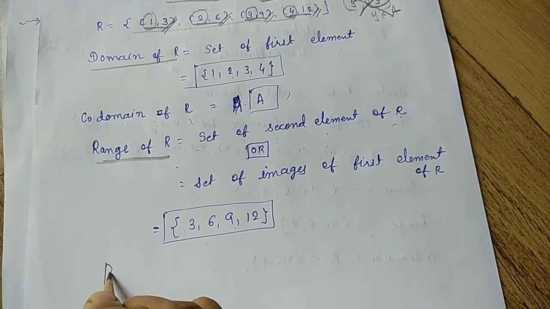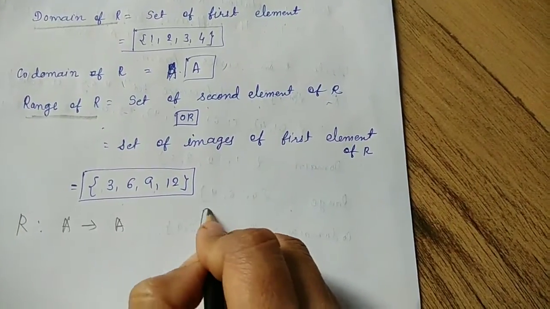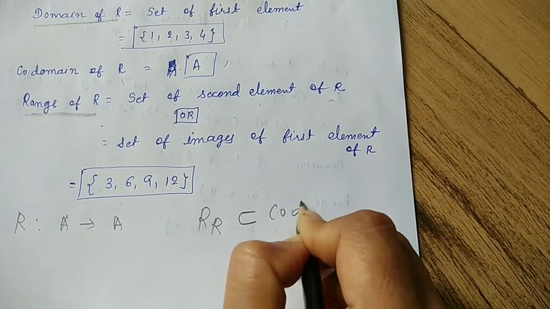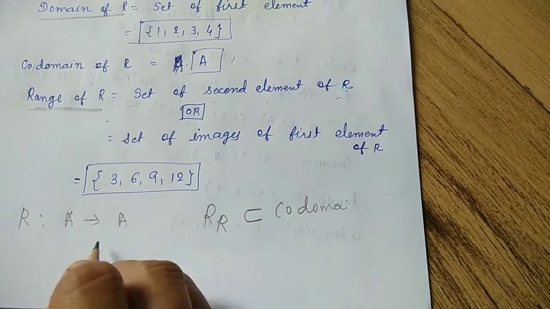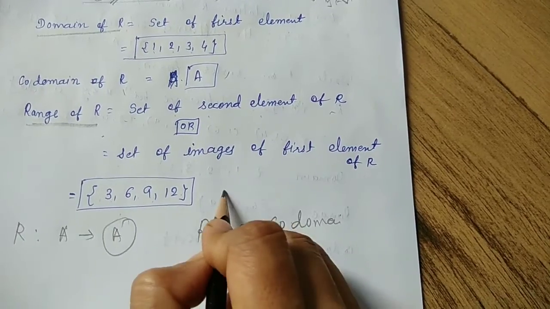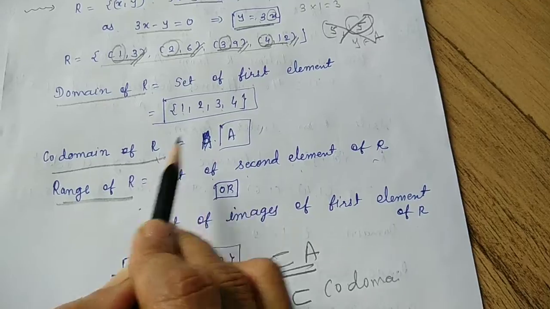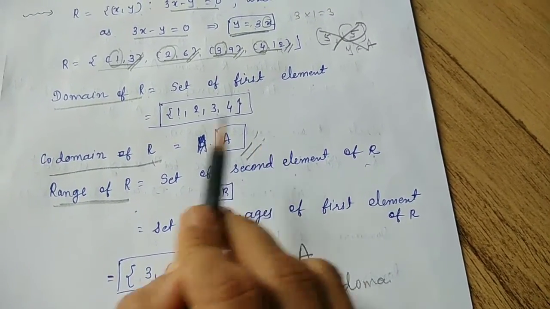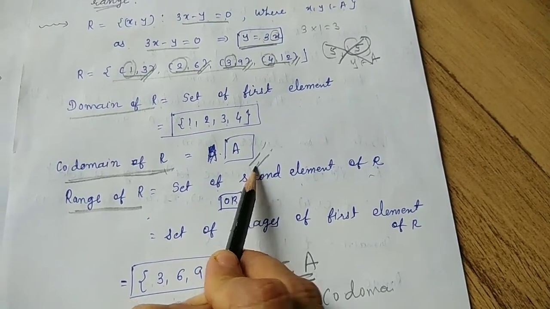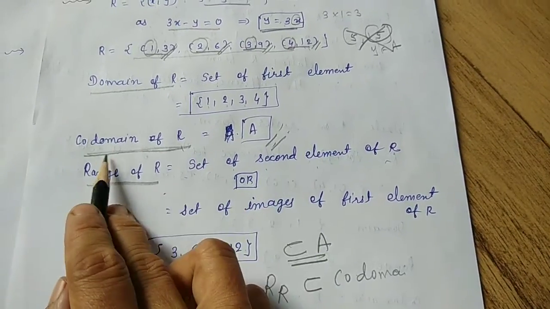Now students, as your relation R is defined from A to A, and we know that the range of any relation is always a subset of the codomain. So you can see that this range 3, 6, 9, 12 is a subset of A. Therefore the codomain of R is the whole set A. The second set is known as the codomain.